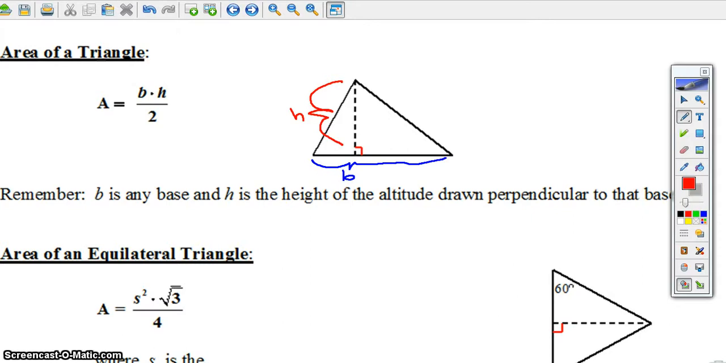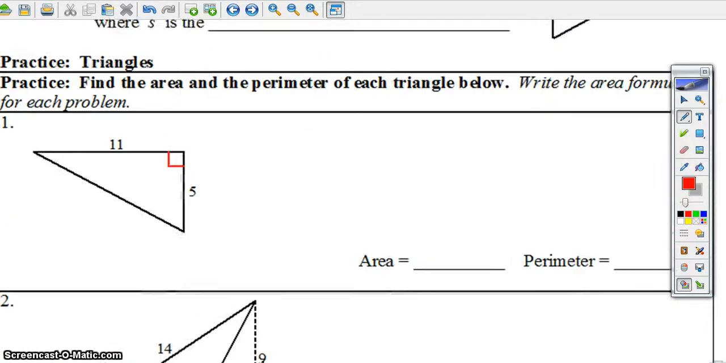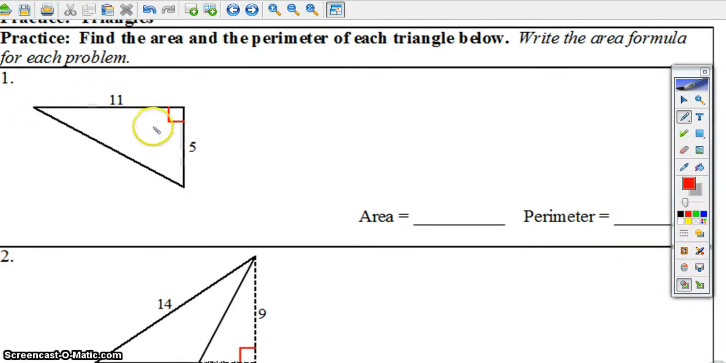So the first problem that we're going to look at is pretty straightforward. That's a right triangle. We know that this could be our base and this could be our height. It really doesn't matter which one's which, just as long as you know that they're perpendicular. And we know that they're perpendicular right there. That's a right angle. So these have to be perpendicular, and they are. So our formula is A equals B times H divided by 2.